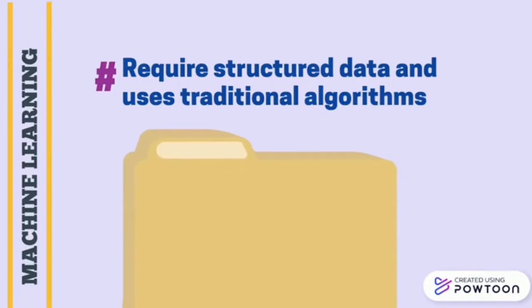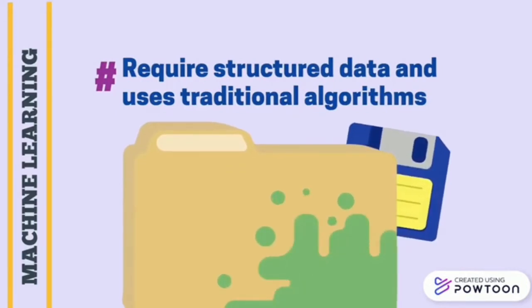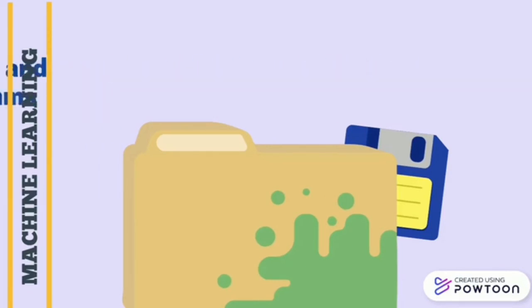Next, approach. Algorithms used in machine learning tend to parse data in parts, then those parts are combined to come up with a result or solution. It tends to require structured data and uses traditional algorithms like linear regression.